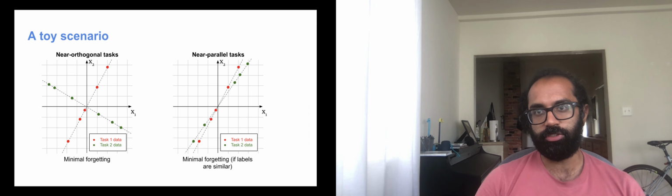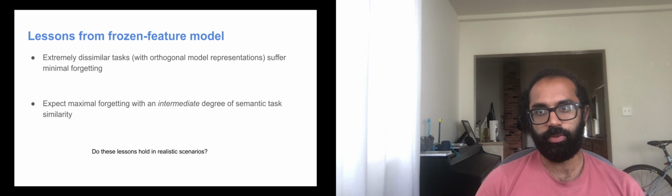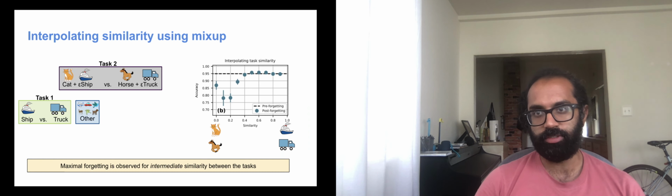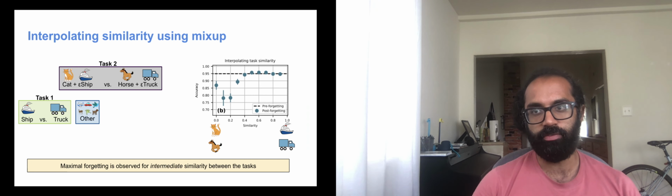And to test this prediction in real networks, we ran an experiment in which we tuned, using mix-up, the degree of similarity between subsequent tasks. And as expected from the frozen feature model, we do in fact see that the network forgets the most when subsequent tasks are neither very similar nor very dissimilar.